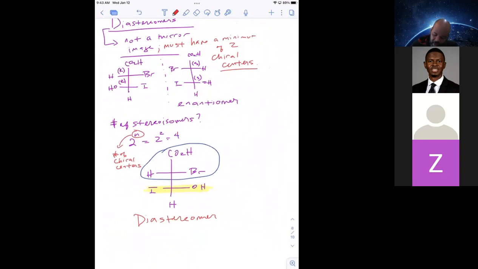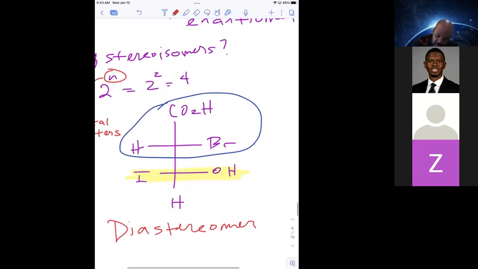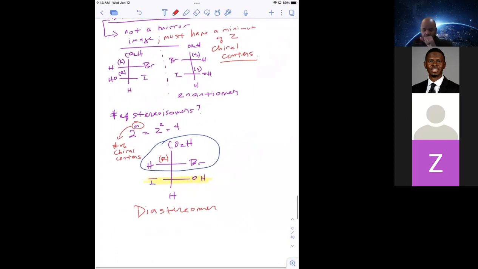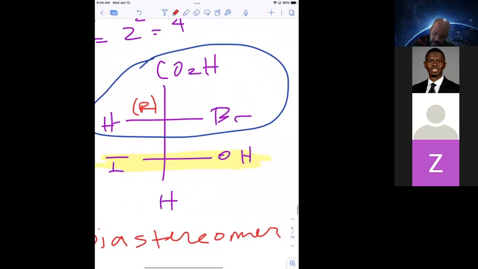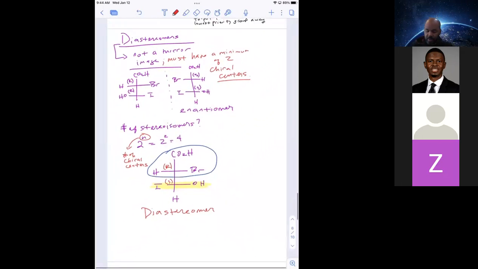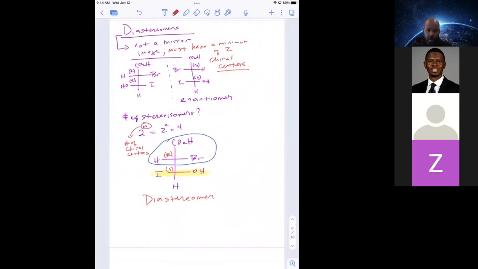All right, we know the top. We didn't touch that, so we know that's R. Is that right? Yes, because we've already determined that. What is the bottom? Since we altered it, it would be the opposite. So it is what? S. Following? So in the diastereomer, you're only changing one stereo center at a time, right?